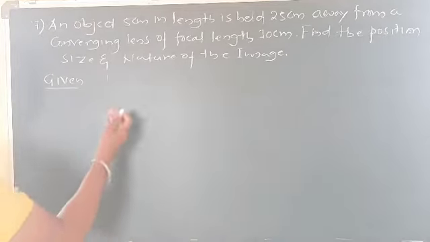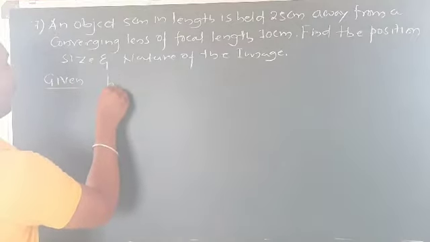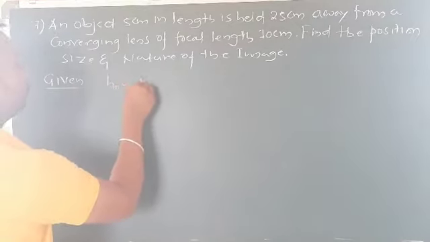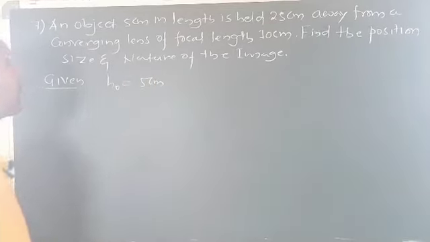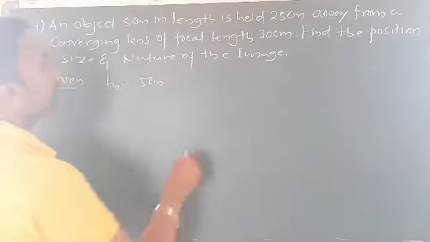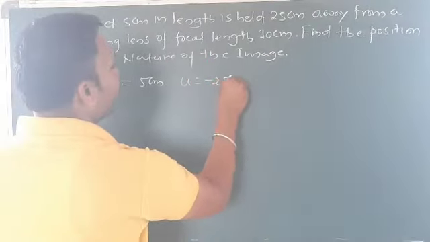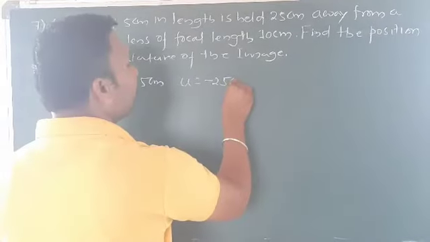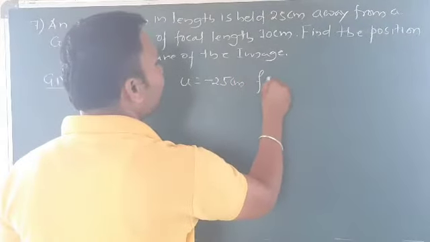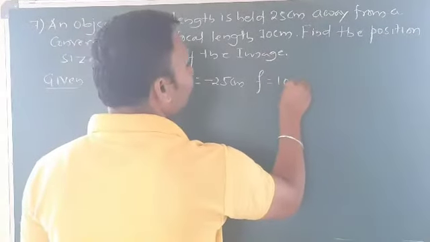Very first of all we will write the given. HO, the height of the object, is equal to 5 centimeter. Again they are given U is equal to minus 25 centimeter. Next, F is given: F is equal to 10 centimeter.